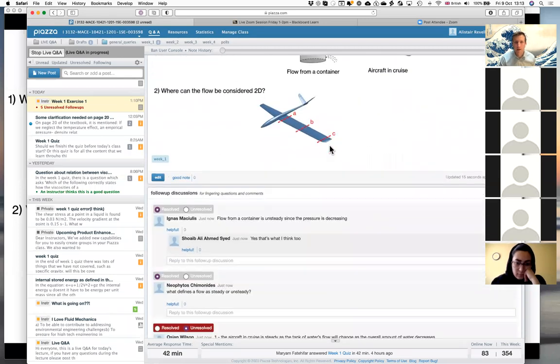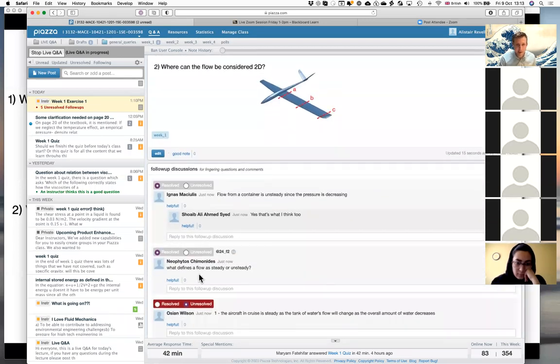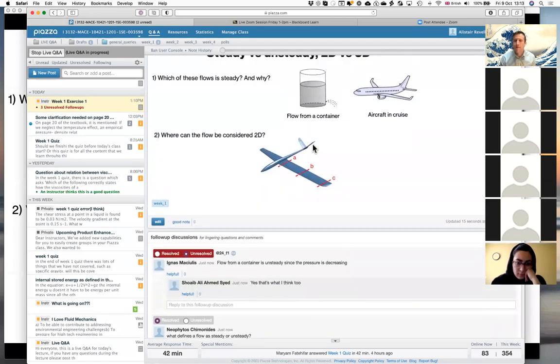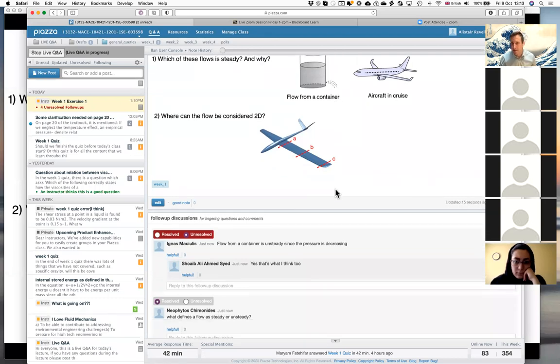And in fact, this will be a dynamic situation right until the point where the flow stops coming out of the hole. And so just to answer the second question, what defines a flow as steady or unsteady? It's defined by, if you leave this to evolve, will the state change? In this case, there's no way that flow can come out of the hole in the tank and the level can remain in the same place, right? That's just not possible. The mass wouldn't be conserved in that case.